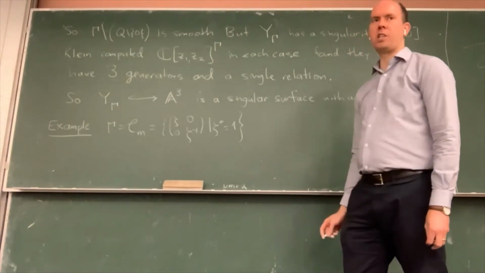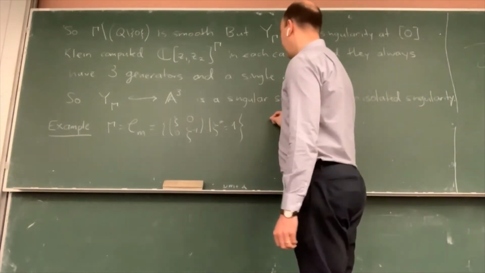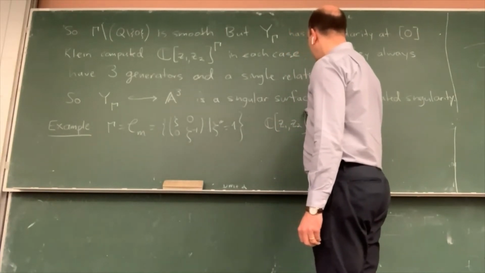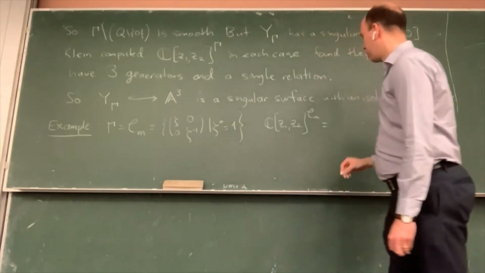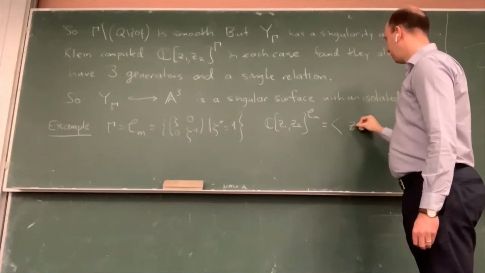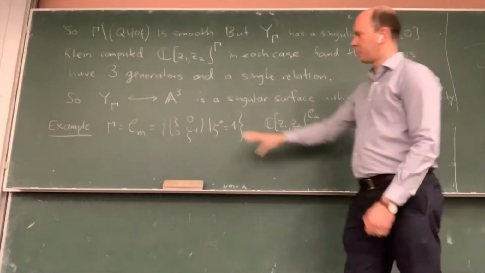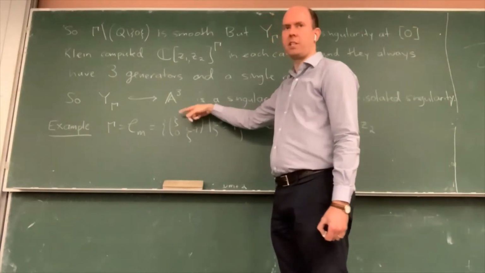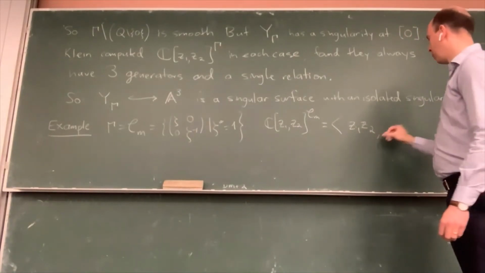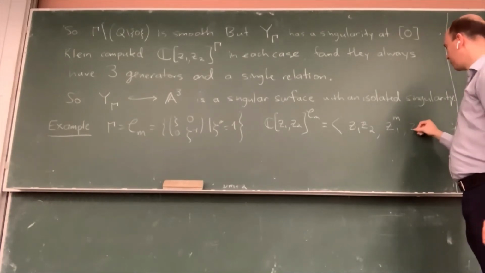So what polynomial functions are invariant under the action of diagonal matrices like that? It's easy enough to see that this algebra is generated by, first, Z1 Z2, which is invariant, because if you act by this matrix, then one of them will get scaled by zeta and the other will get scaled by zeta inverse. So Z1 Z2 is invariant. Also, Z1 to the m is invariant, since you're scaling by an mth root of 1, and Z2 to the m is invariant.